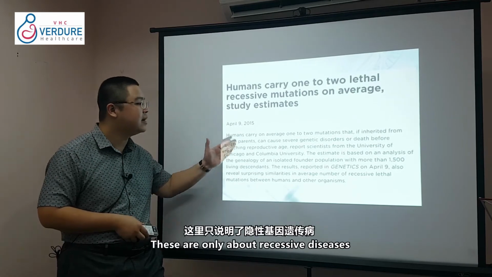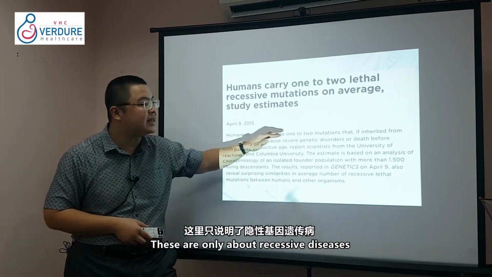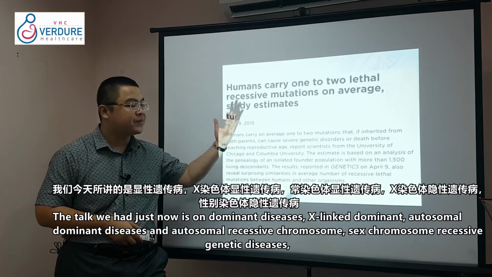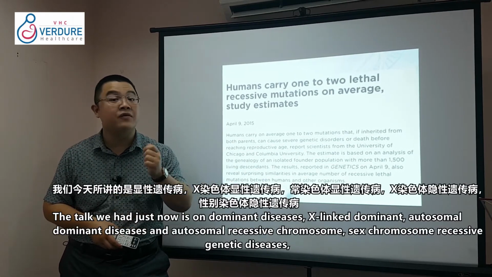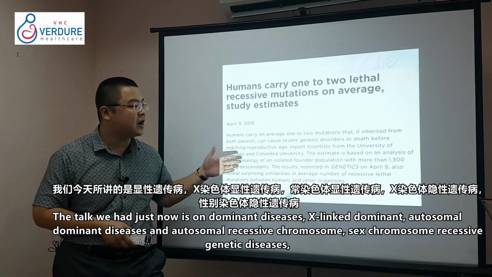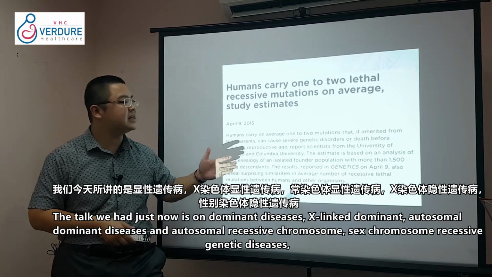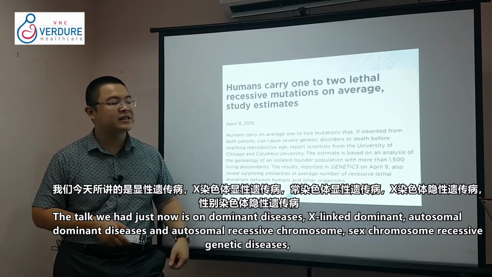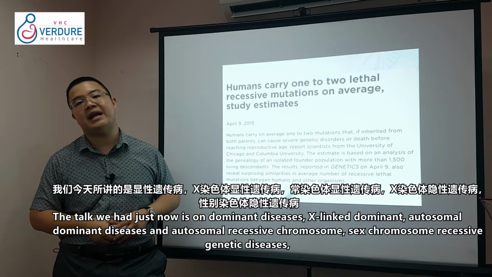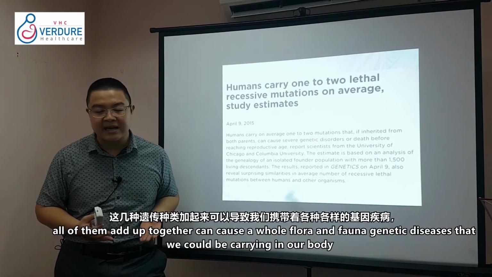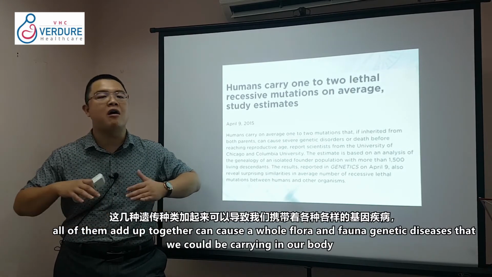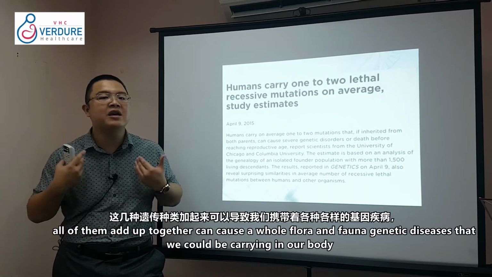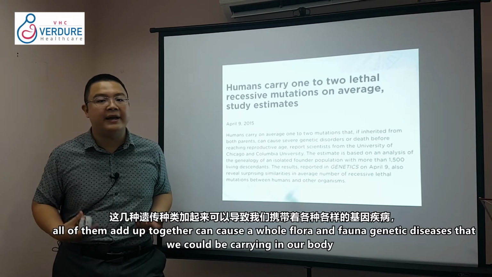And even then, like what I mentioned just now, these are only about recessive diseases. So the talk that we had just now is on dominant. So X-linked dominant, autosomal dominant diseases, plus autosomal or sex chromosome recessive genetic diseases, all of them add up together, it can cause a whole flora and fauna of genetic diseases that we could be carrying in our body.